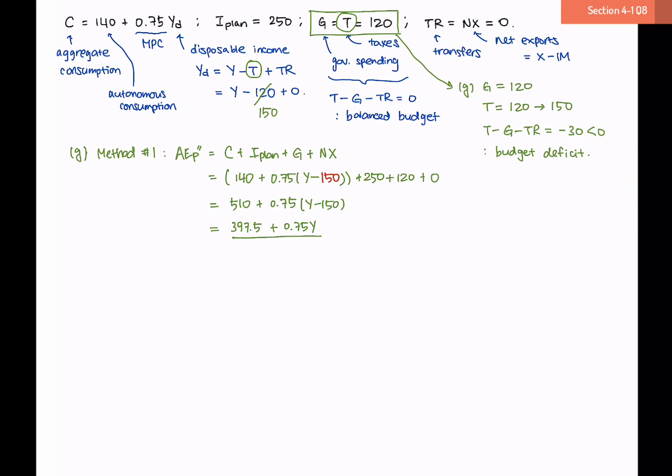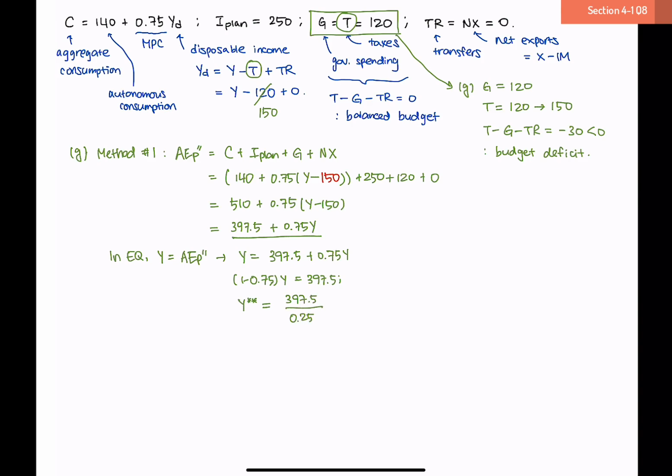We still have the same equilibrium condition. We know that in equilibrium, our production has to equal our demand, which means that our output y needs to equal our planned aggregate expenditures, except that we have a different planned expenditures function of 397.5 plus 0.75y. Again, we'll solve for y by subtracting 0.75y from each side and then dividing both sides by 0.25, which gives us 1590 as our new equilibrium output after this change in taxes.